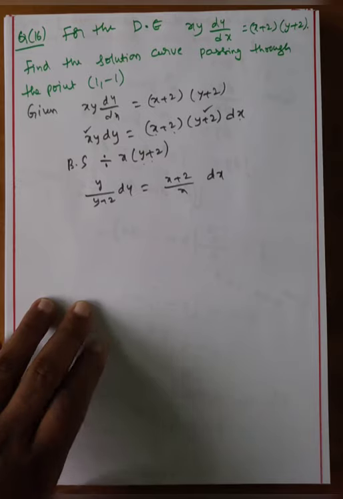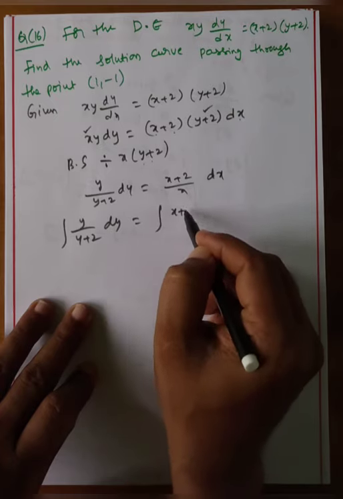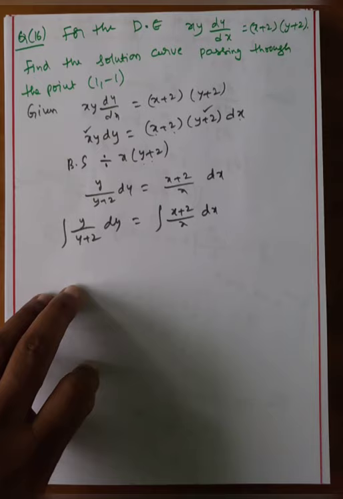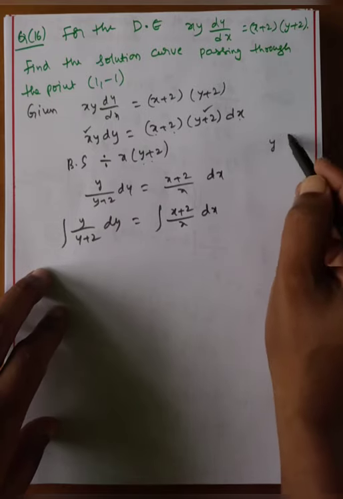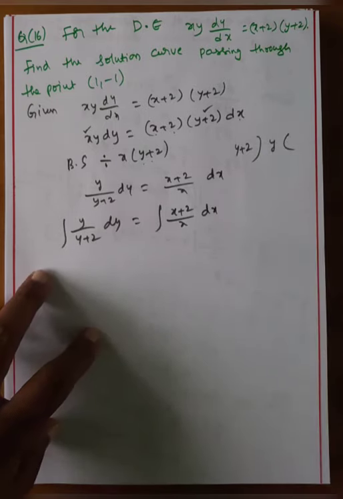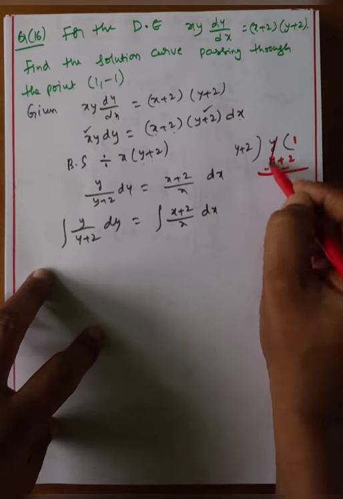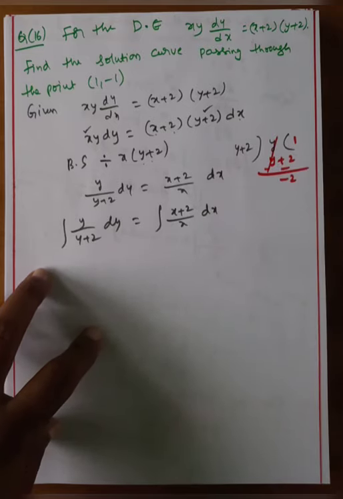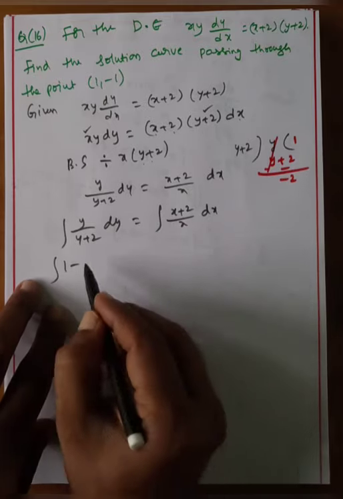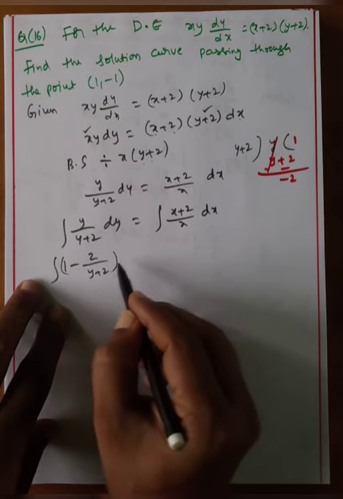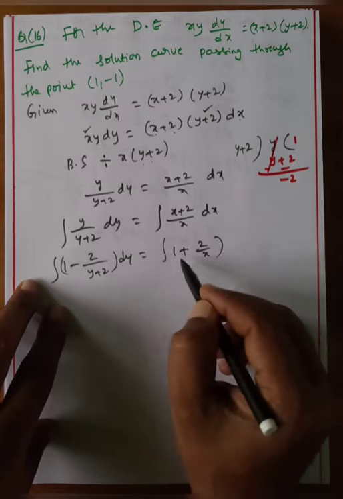Now integrating on both sides: integral of y/(y+2) dy = integral of (x+2)/x dx. Here y/(y+2) cannot be separated directly, so divide y by y+2. It goes only one time: y minus (y+2) leaves a remainder of -2. Using f(x)/g(x) = quotient + remainder/g(x), the quotient is 1 and the remainder is -2, so we get 1 - 2/(y+2) dy. On the right side, (x+2)/x is 1 + 2/x, no problem at all.